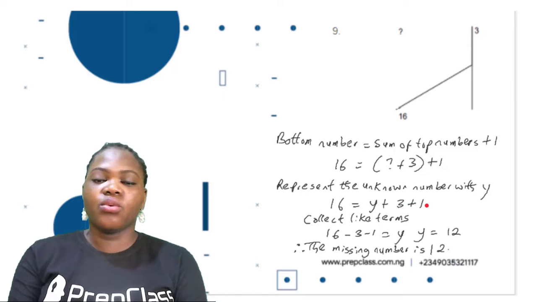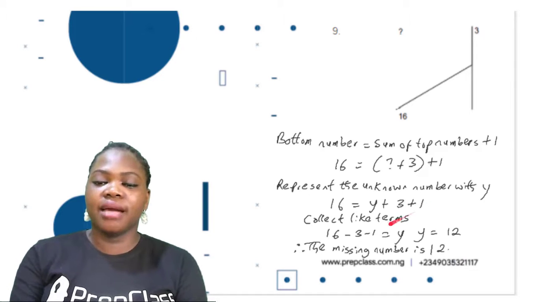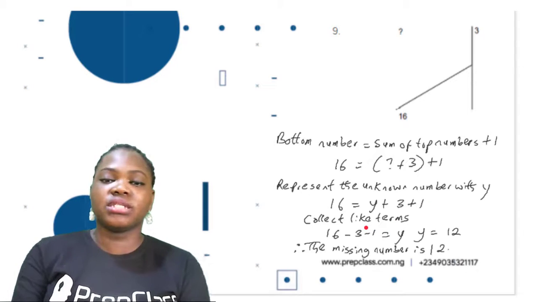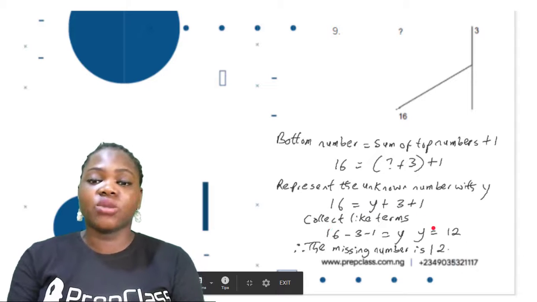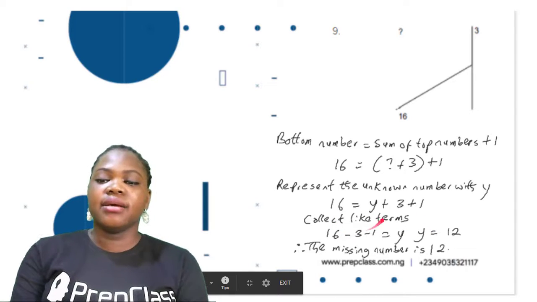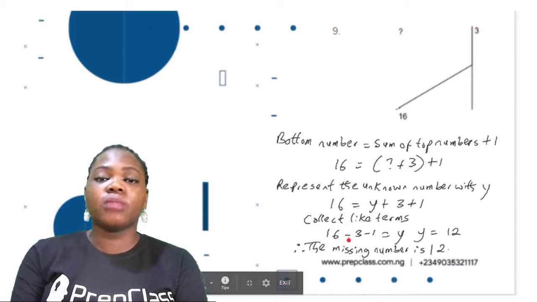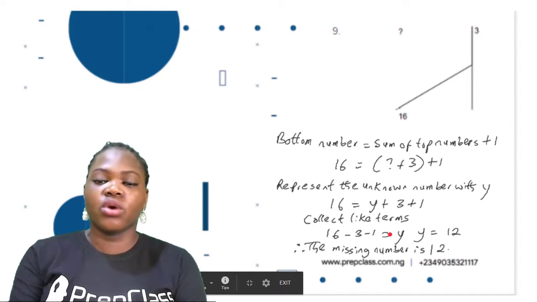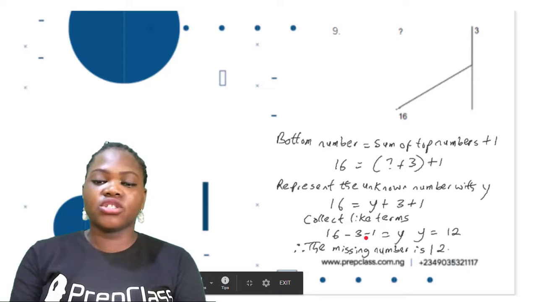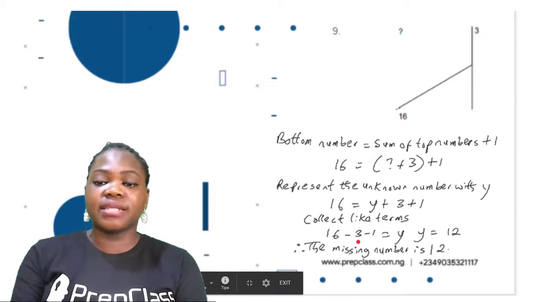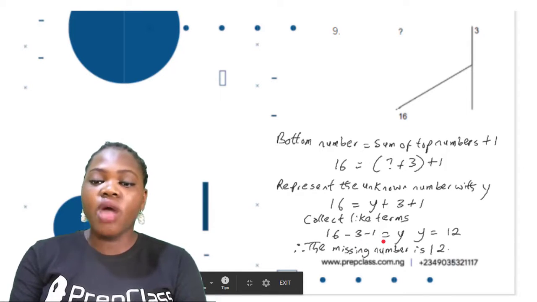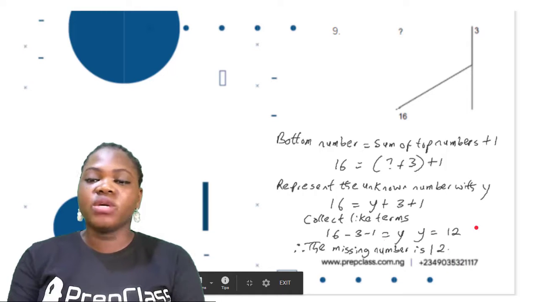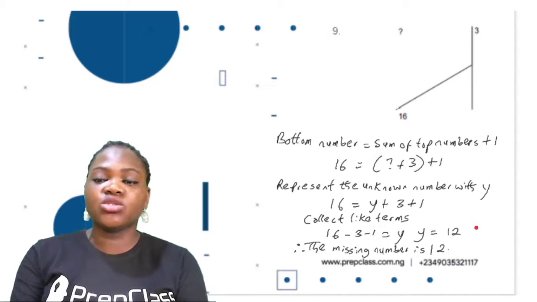What do we do next? We collect like terms. So we bring the numbers to one side and then we take the letters to another side. 16 plus 3 crossing the equality sign becomes minus 3, plus 1 crossing the equality sign becomes minus 1. 16 minus 3 minus 1. 16 minus 3 is 13. 13 minus 1 is 12. So Y is 12. This means the unknown number is 12.